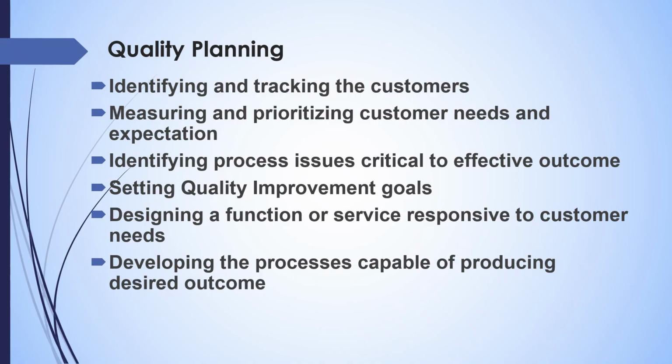Quality planning is identifying and tracking the customers, measuring and prioritizing customer needs and expectations. So we are planning here. Identifying the process and issues critical to effective outcomes. So what is the critical factor? So like maybe making a Pareto chart and find out what is the main thing that you need to address. And setting quality improvement goals and designing a function or service responsive to customer needs and developing the processes capable of producing desired outcomes. So these are called quality planning.